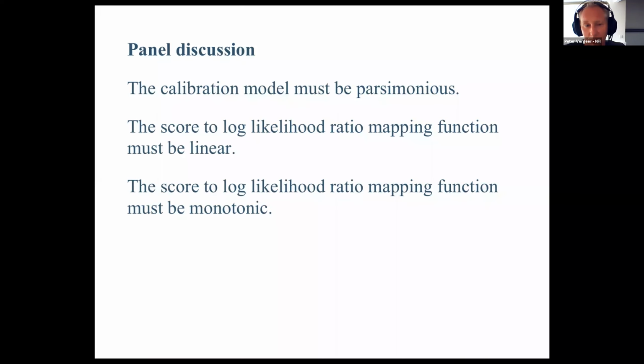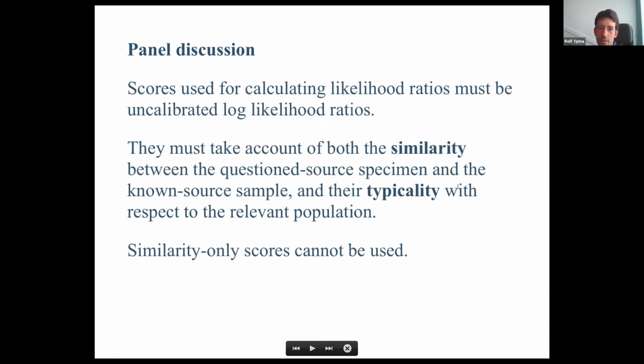But if you do not want to stick to that restrictive assumption that the score has to be interpreted like that, then with your mapping function, there's no reason why it should be monotonic. Which I think is a really nice bridge to our next statement here, which says: the scores must be uncalibrated log-likelihood ratios.